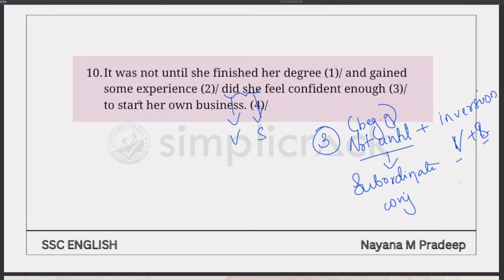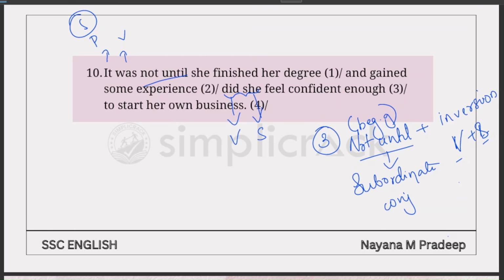But what happened here? Here not until is not in the beginning of the sentence. Here we already have a pronoun and a verb, or a subject and a verb, and then after that we have the structure not until. So here not until follows a general statement structure. You have the subject plus verb plus not until. So this is a normal statement. There is no need for an inversion here. You can simply write it was not until she finished her degree and gained some experience that she felt confident enough to start her own business. There is no need of inversion here because here not until does not come in the beginning of the sentence.